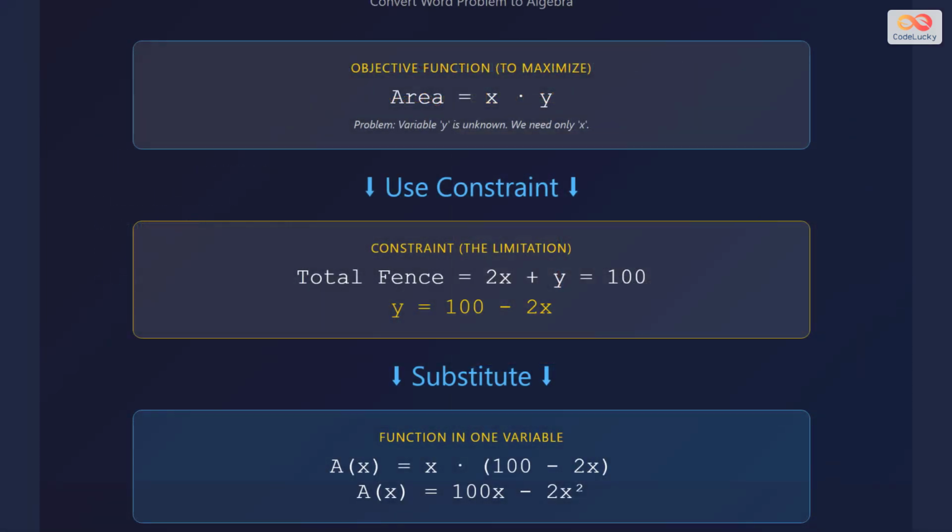Steps 2 and 3 work together. First, write the equation for what you want to optimize, such as area equals x times y. Usually, this equation has two variables, which we cannot differentiate yet. That is why we need a constraint equation, like the total length of fence available. We use this constraint to solve for one variable and substitute it back into our area equation, giving us a function of a single variable.